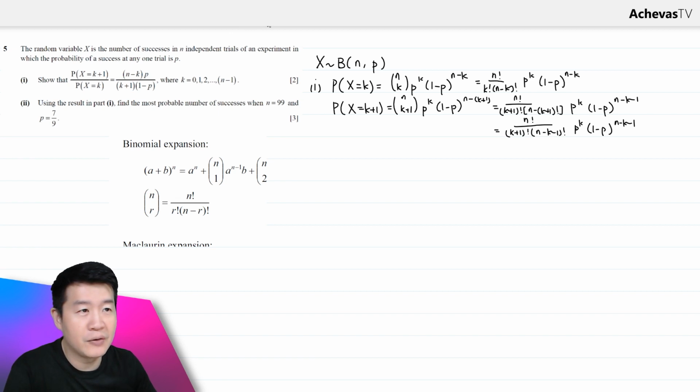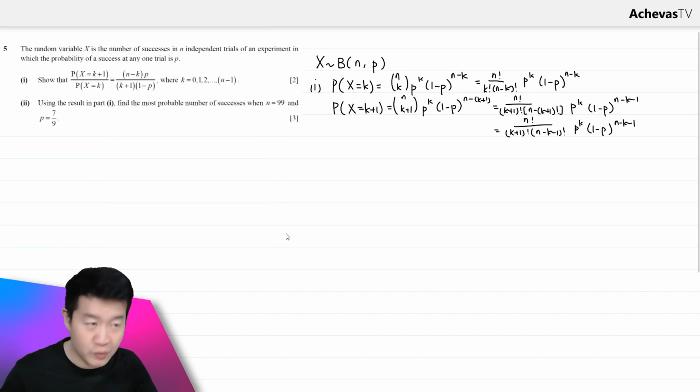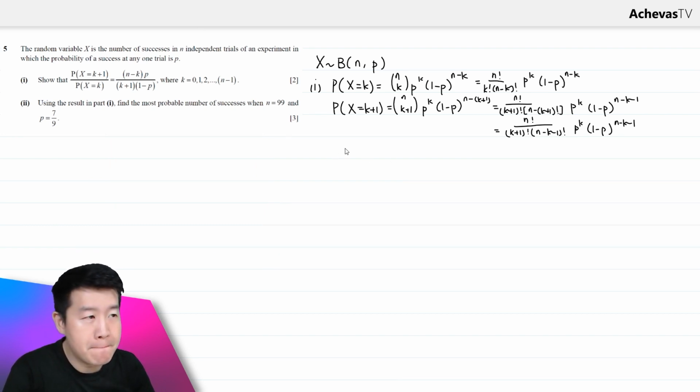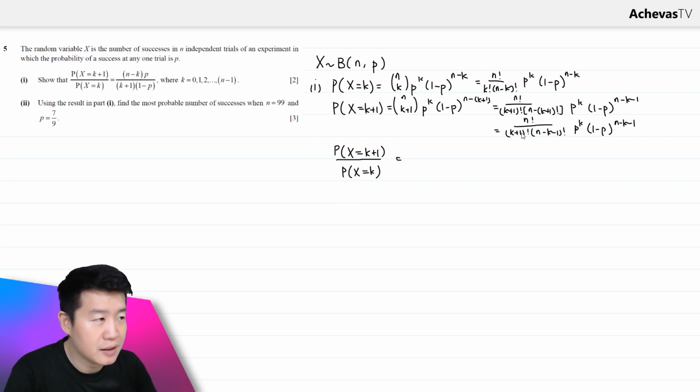Okay, so I have this. Let me remove this first. Let me try to take this divided by this. So we have the probability that x is equal to k plus 1, divided by the probability that x is equal to k. Here we will have n factorial divided by k plus 1 factorial, then n minus k minus 1 factorial, p to the power of k, 1 minus p to the power of n minus k minus 1. This is going to be divided by this expression here, which is n factorial divided by k factorial, then n minus k factorial.